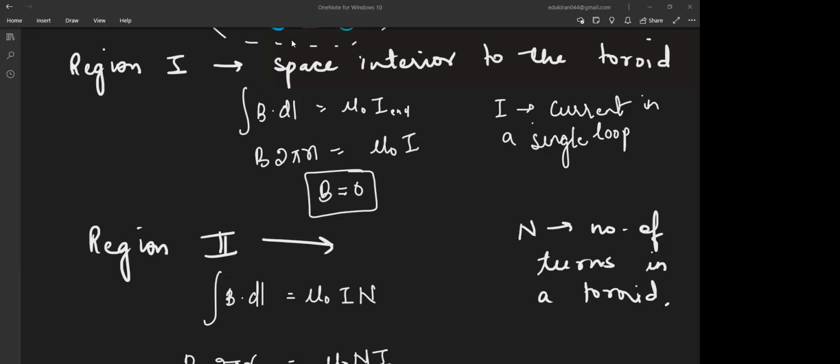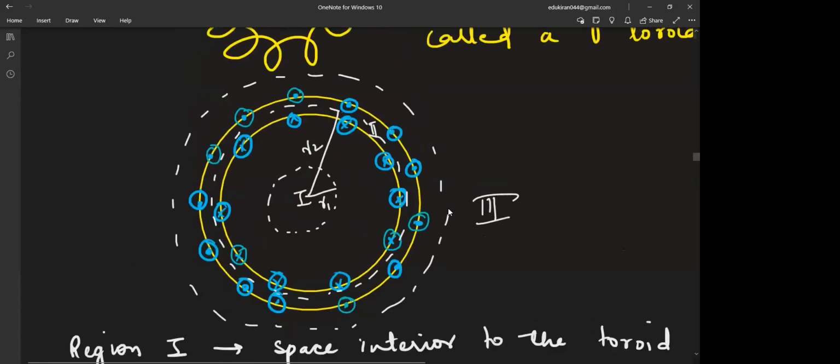B is 0 because see, if you look in the figure, there is no magnetic field that is enclosed within this first region. All the magnetic field is present within the solenoid, within the toroid only, right here only. So in this region, inside or outside, there is no magnetic field that is present. That's why we have taken it as 0.